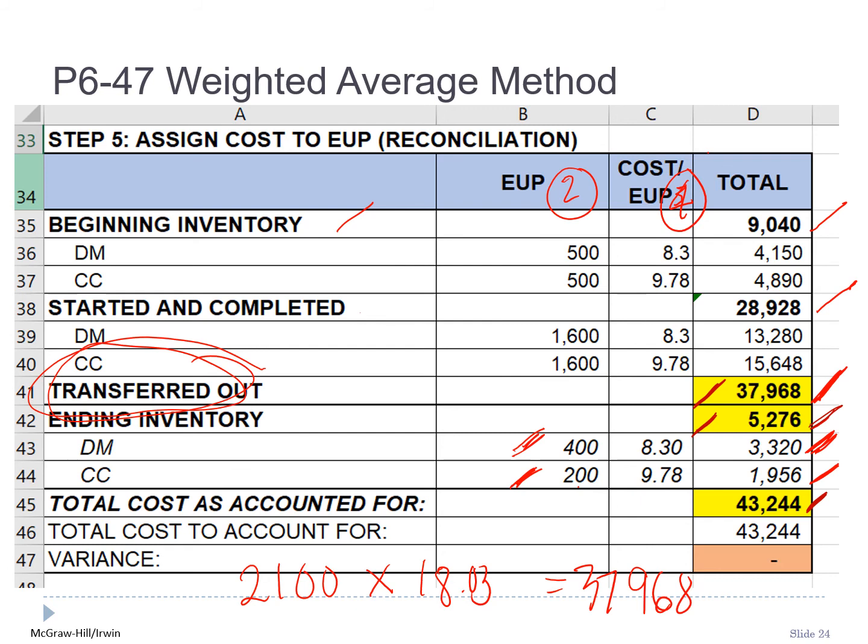So itong amount na to, as you can see, is the same dun sa total cost to account for na ginawa natin dun sa step 3. Kaya wala tayong difference. Ibig sabihin, reconcile. Same lang or na-account natin yung 43,244. Nahanap natin. Saan napunta yung 43,244? So, yung 37,968 transferred out. Yung 5276 makikarry forward next month. Pero dito pa rin siya sa Department A.